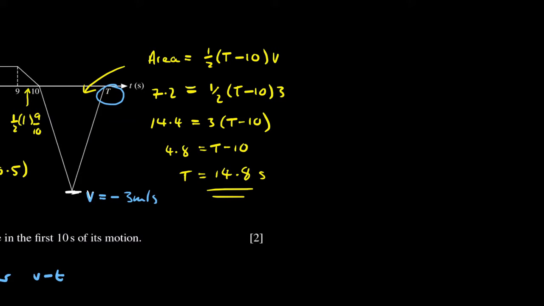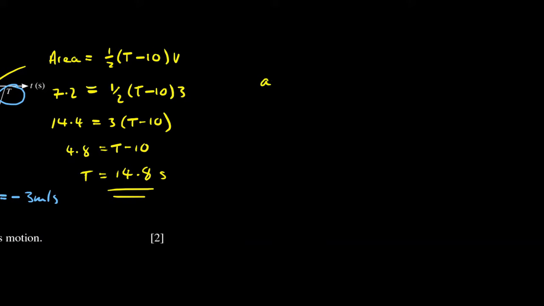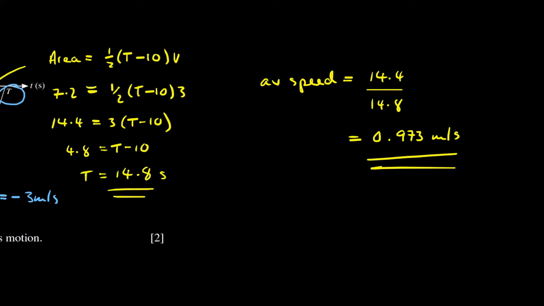So what's the average speed? We can go over here. So average speed is equal to the total distance, which is 14.4, divided by the total time, which is 14.8. And if I just put that into a calculator, what I get is 0.972. So 0.972, or I think 0.97 is sufficient, isn't it? Is it 2 significant figures or 3 significant figures? 0.973, 3 significant figures. All right. Okay. All right. And that's the answer to that question.